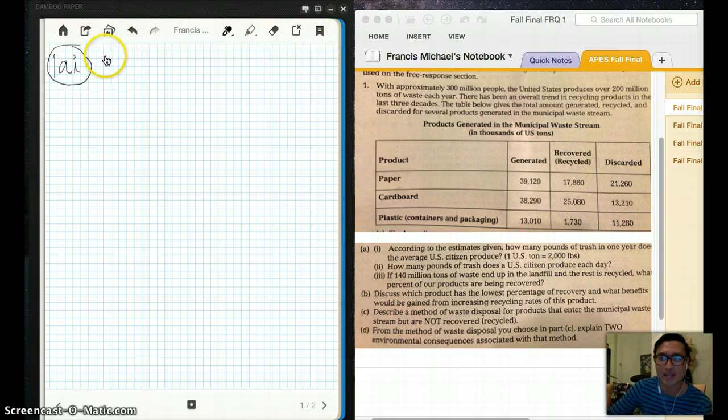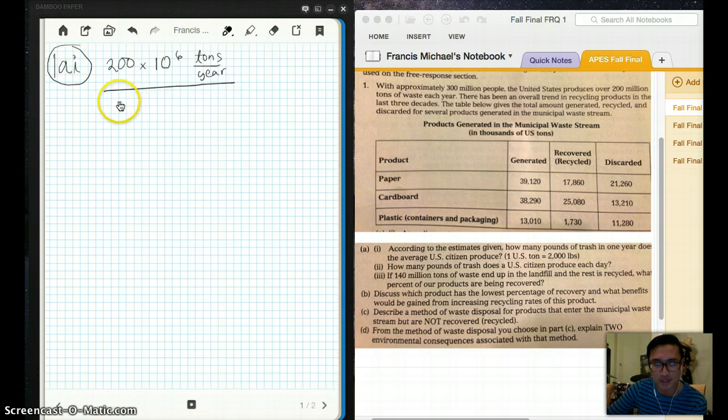So let's say we had that 200 million tons of waste. How can we write that in scientific notation? Well, we could say 200 times 10 to the 6 tons of waste per year. Okay, and it's asking per person. So how many people do we have in the United States? Well, 300 million. How would we write that in scientific notation? 300 times 10 to the 6 people. All right, so this is our first part, just setting up our problem.